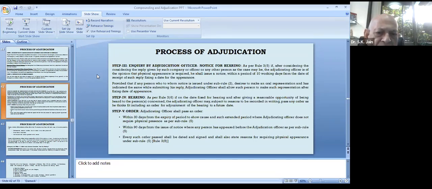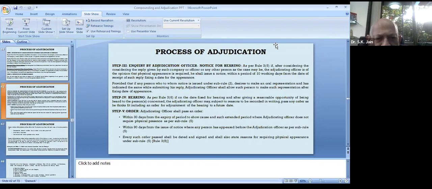Now, step 5. Adjudicating officer shall pass an order within 30 days from the expiry of the period of show cause notice and such extended period. Now, what is the period prescribed? 15 days, which can be extended by another 15 days. And then if you want any opportunity of hearing, then extended time limit.